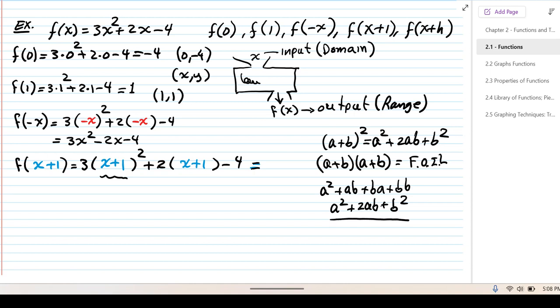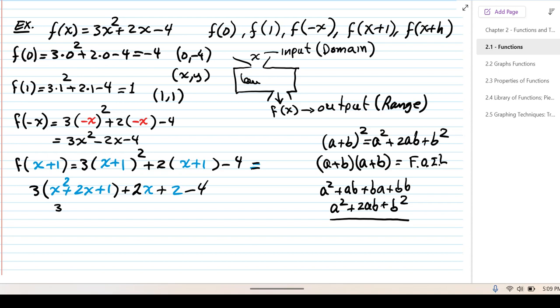However you do it, I'm going to expand this binomial. So when we expand it, now we're going to have x squared plus 2x plus 1, correct? And then plus 2 times (x plus 1) in parentheses, right? That's going to be 2x, correct? Plus 2 times 1 is 2. There, we have that one. Then minus 4. And then we can distribute 3 to the trinomial and then combine like terms.